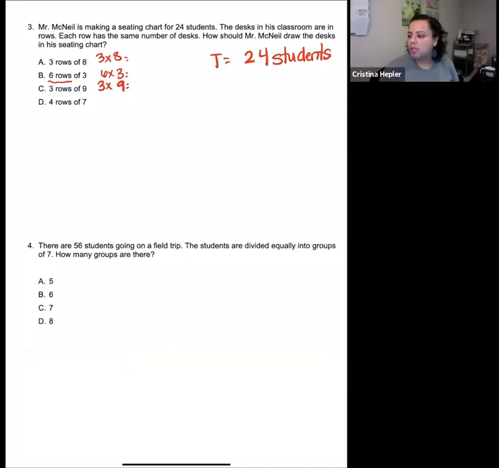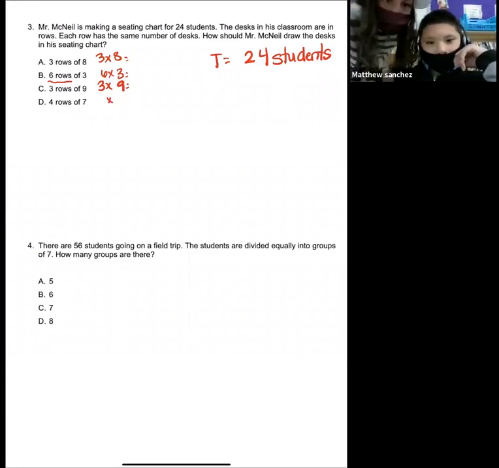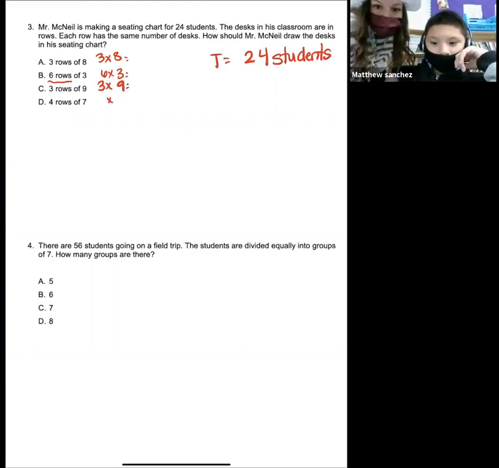Matthew Sanchez, how can I write 4 rows of 7? 4 rows of 7 as a multiplication equation. What number goes first? 4 rows of 7. He may need a little help. Can we repeat the question one more time?